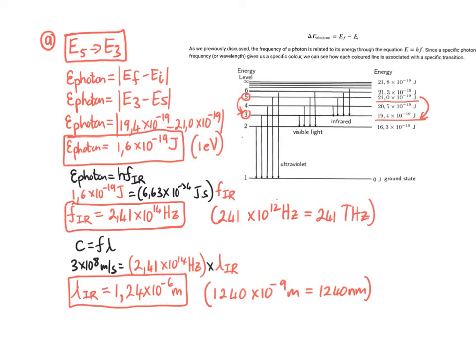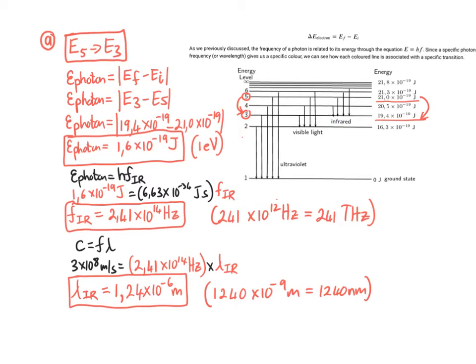So in the first transition we're going to look at, from energy level 5 to energy level 3, we are going to look at this transition here, from where the electron has an energy of 21 times 10 to the minus 19 joules, and then it falls down to 19,4 times 10 to the minus 19 joules. So the energy of the photon is equal to the magnitude of the drop in energy of the electron moving from energy level 5 to energy level 3, which is this transition here.